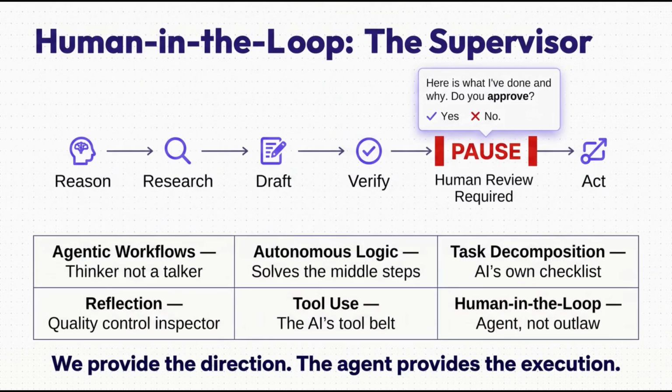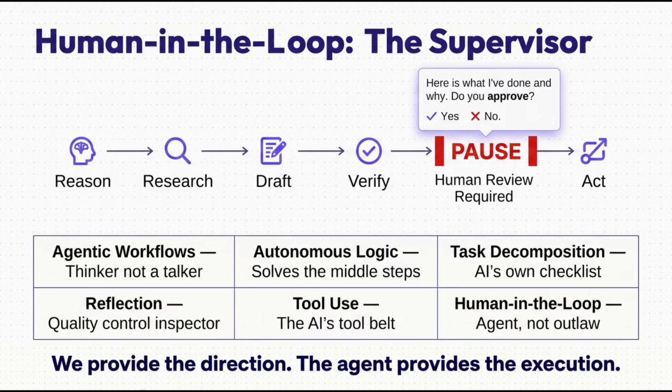Finally, we reach human in the loop. This governance framework involves integrating human intervention points into autonomous workflows to provide oversight, validation, and final decision-making authority. In our relaxed classroom tone, it simply means the supervisor. Even though the AI is smart and has its own checklist, we don't want it to buy a $10,000 airplane ticket without asking us first.